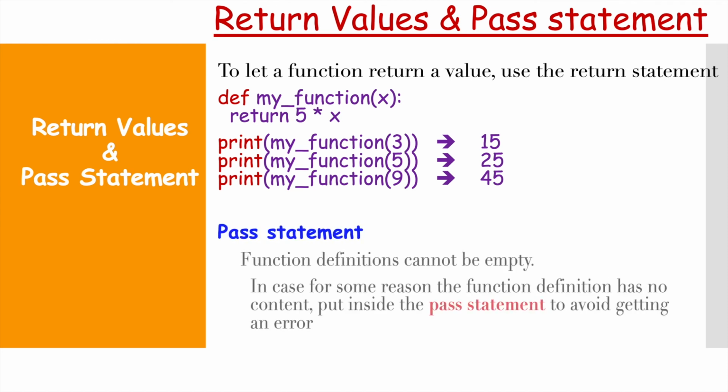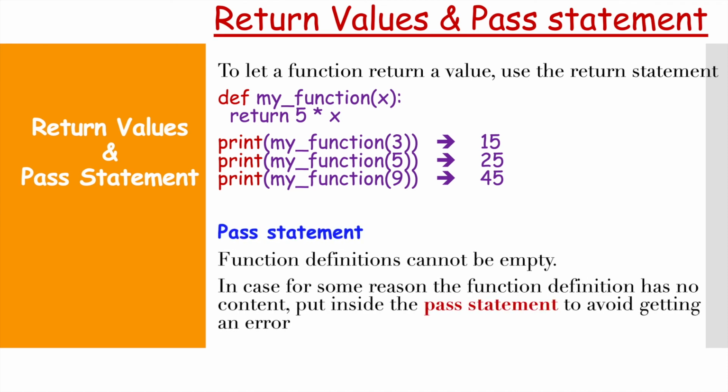Now let's see the pass statement. Function definitions cannot be empty. In case for some reason the function definition has no content, just put in the pass statement to avoid getting an error. So here is an example. You use the def keyword, the name of the function my_function, and if you have no content for that function, simply write a pass statement so that you don't get any error.